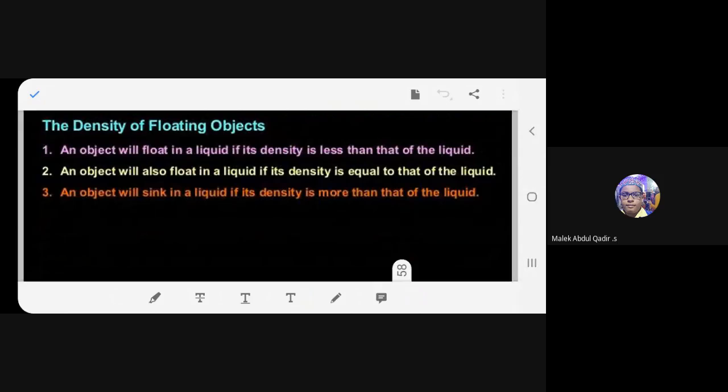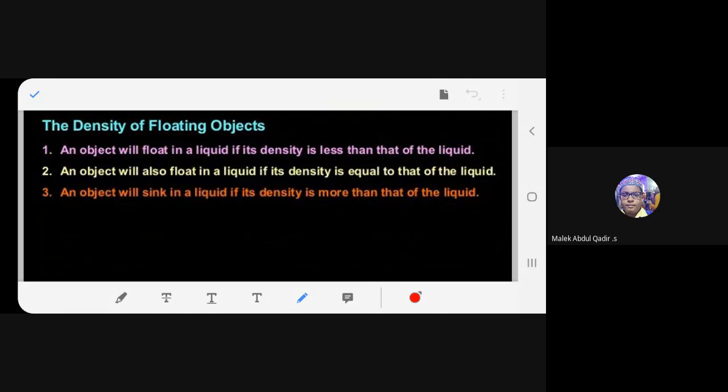Please read. The density of a floating object. First, an object will float in a liquid if its density is less than that of the liquid. An object will also float in a liquid if its density is equal to that of the liquid. An object will sink in a liquid if its density is more than that of the liquid.